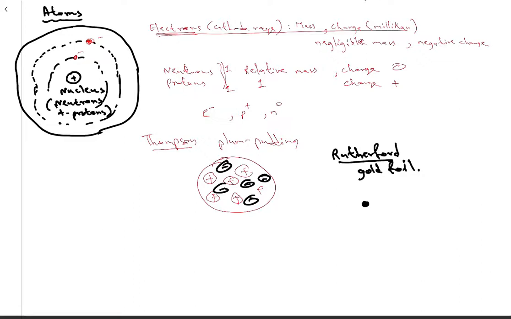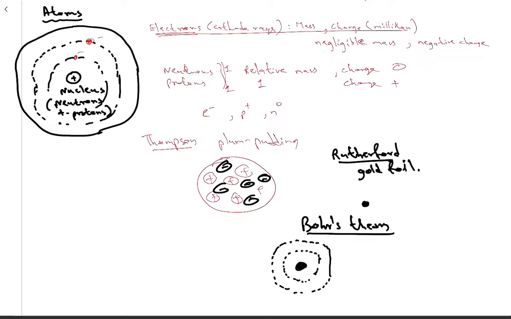And of course, then there was Bohr's theory, who thought about the atom like a solar system, with the central nucleus being the sun and the electrons moving around the nucleus in various orbits. This theory is okay to understand, but doesn't explain all the behavior of electrons.